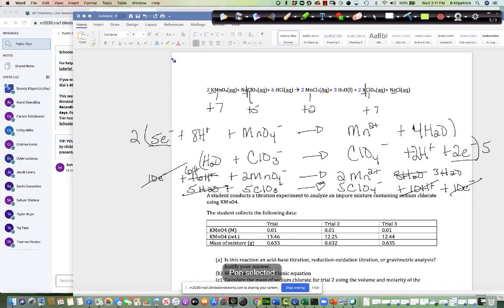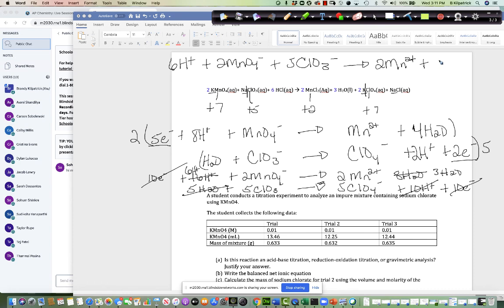So your net is 6 H pluses, 2 permanganates, oh wait, 5 chlorates, and then we have 2 Mn2+, 3 waters, and then 5 of these. Okay, this is the correct answer.